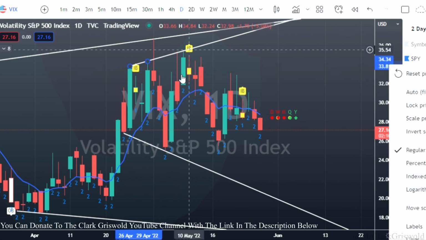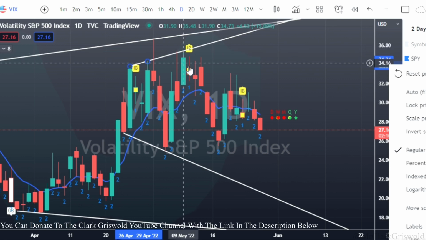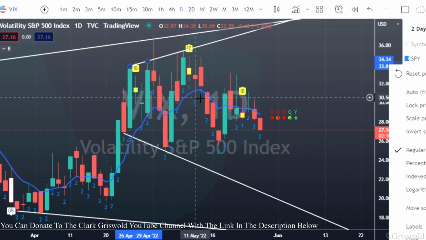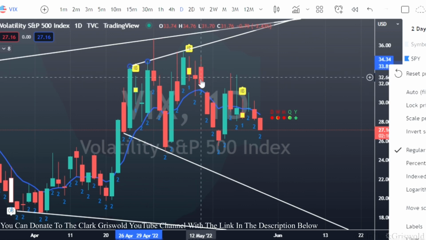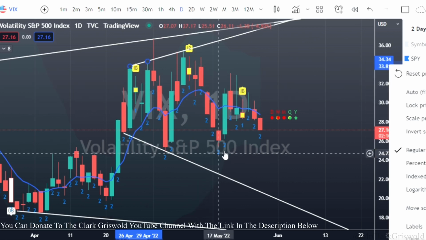And what are we looking for? 2 up, inside bar, 2 down. Okay, that's what we're looking for. You would have got stopped out here, or you would have just stayed in the play, and you would have come all the way back down.